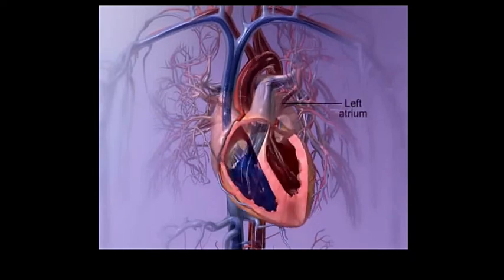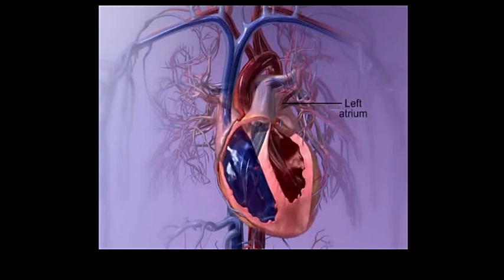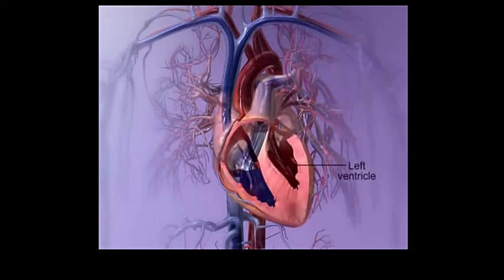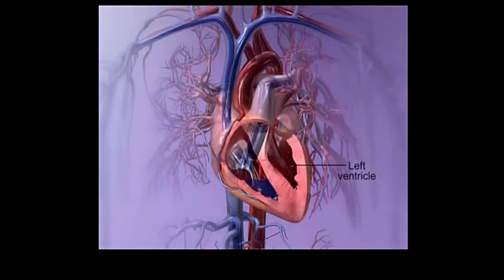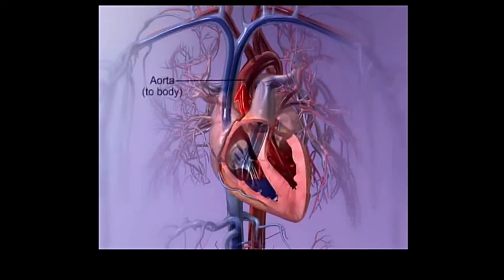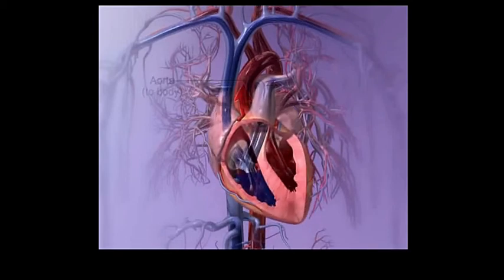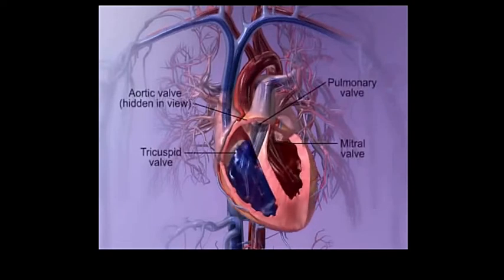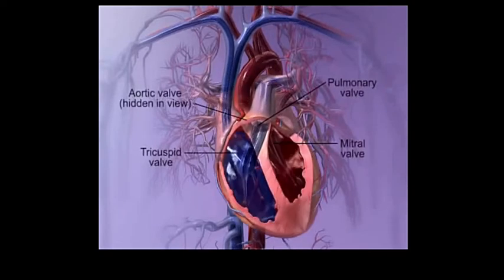Oxygenated blood flowing from the lungs enters the left atrium. The blood empties from this chamber into the left ventricle. From there, it flows out of the heart to distribute oxygen throughout the body. Blood flow through the heart chambers and out of the heart is controlled by valves. The 4 valves are introduced in the next section.